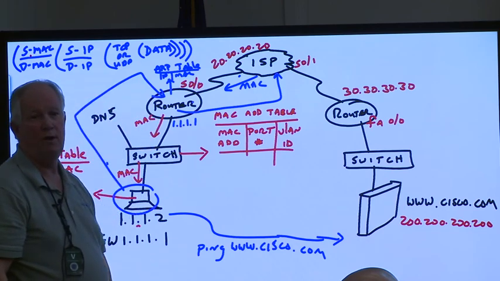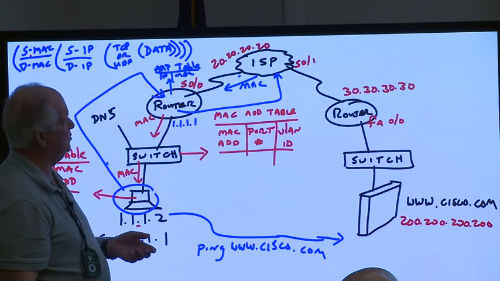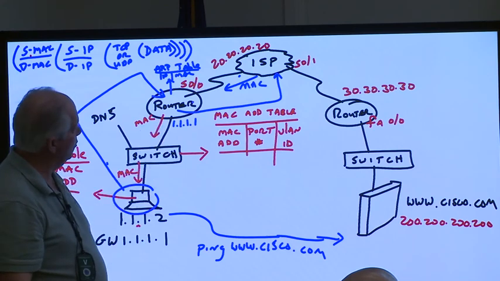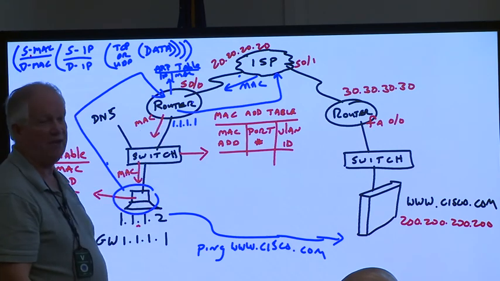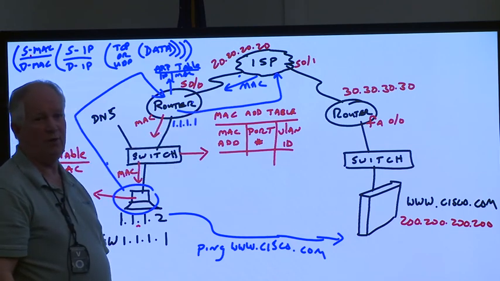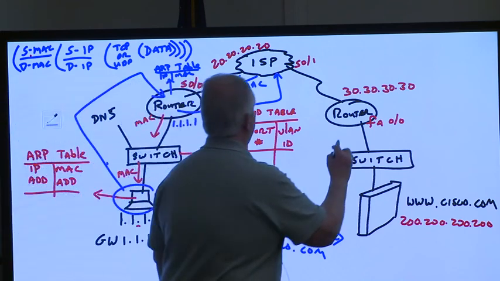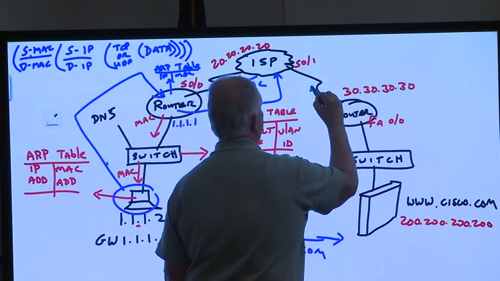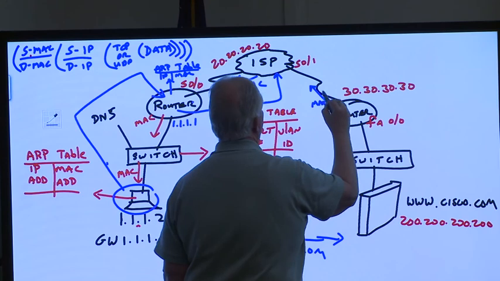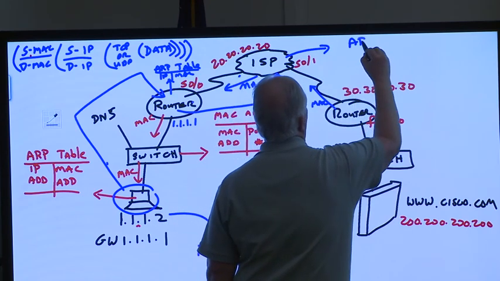I can. So now I get to my ISP and I say I want to get to the 200, 200, 200 network. So what is my ISP going to say? Oh, well, to get there, you're going to have to go out of serial 01 to the 30, 30, 30, 30. So I'm now going to say, who has 30, 30, 30, 30? What is this guy going to send back? MAC. Here is my MAC address. What is my ISP going to do with that MAC? It's going to build an ARP table.